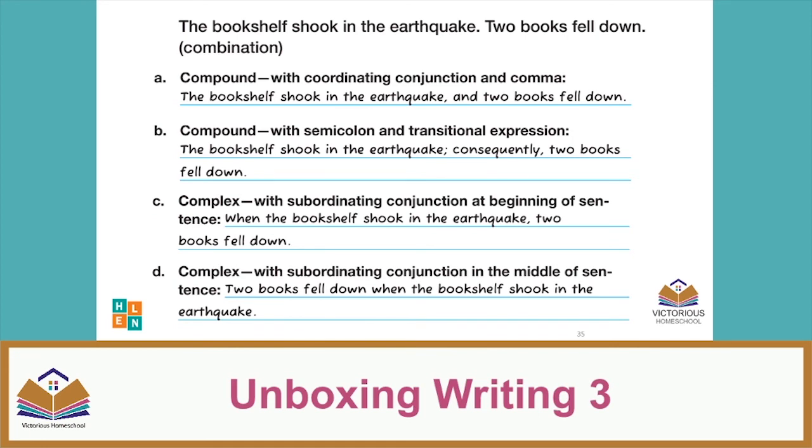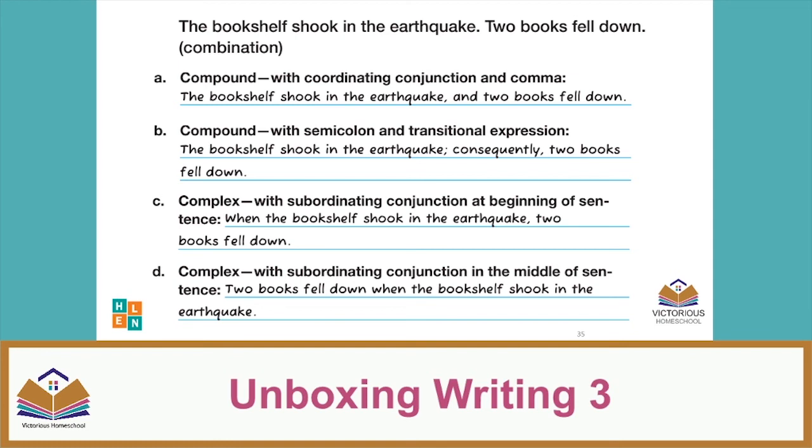Okay, let's look at how this is done. The bookshelf shook in the earthquake. Two books fell down. So this is a combination relationship. You can choose to write it as a compound sentence, with the coordinating conjunction and comma. So you can say, the bookshelf shook in the earthquake, comma, and two books fell down. You can again write it as a compound sentence with semicolon and transitional expression. You can say, the bookshelf shook in the earthquake, semicolon, consequently, comma, two books fell down.